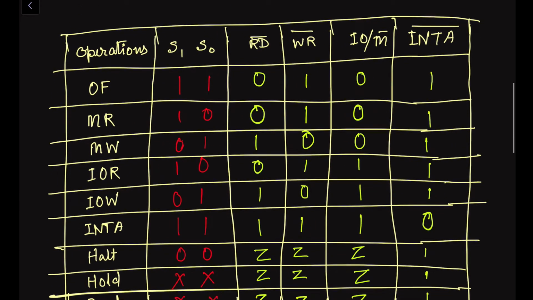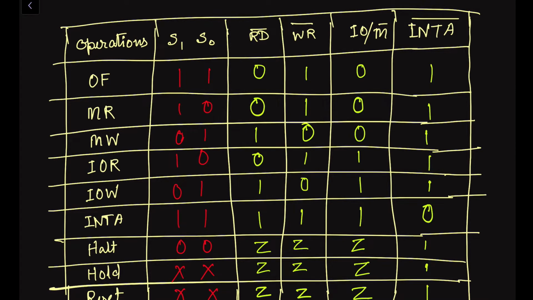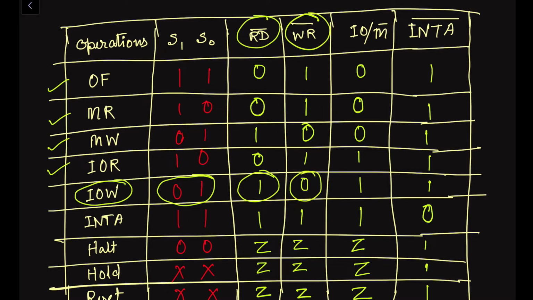Before going to the timing diagram, let us see the timing diagram table. We have already covered opcode fetch, memory read, memory write, and input output read in our last video, and in this video we will learn about the input output write. As it is a write operation, the status signals S1 and S0 will be 0 and 1 respectively. This is not a read operation, therefore RD bar is 1. RD bar is an active low signal, so when it is 1 it is disabled and the read operation will not be performed. This is the write operation, also an active low signal, therefore we have a 0 value here.